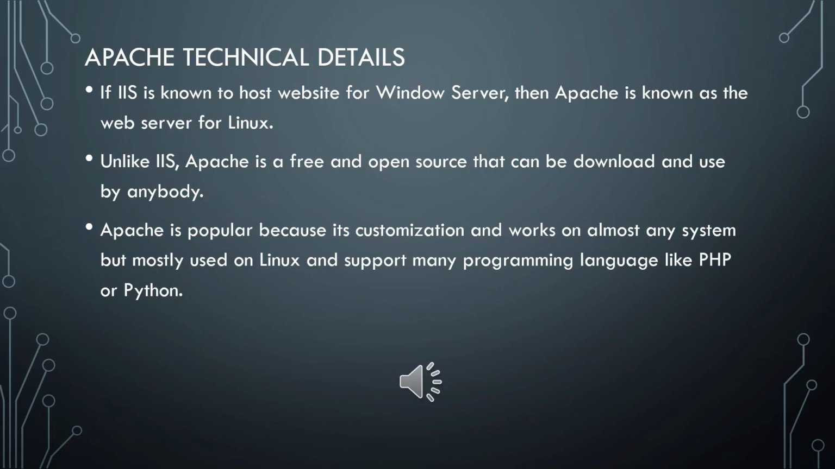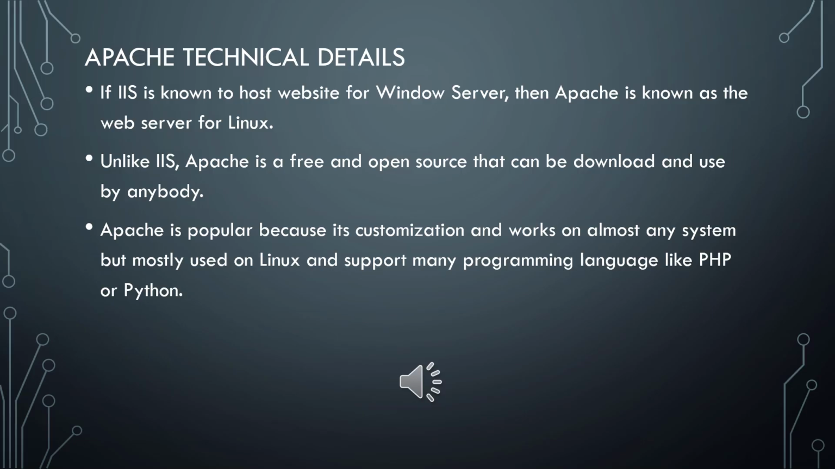Moving on to our next slide of Apache technical detail. Apache is another very popular web server, but unlike IIS, which is designed for Windows, Apache is open source and primarily used on the Linux system. One of its strengths is that it's completely free, and it's open source, meaning anyone can download and use it. They are free to make a contribution, but it's not a requirement to download it.